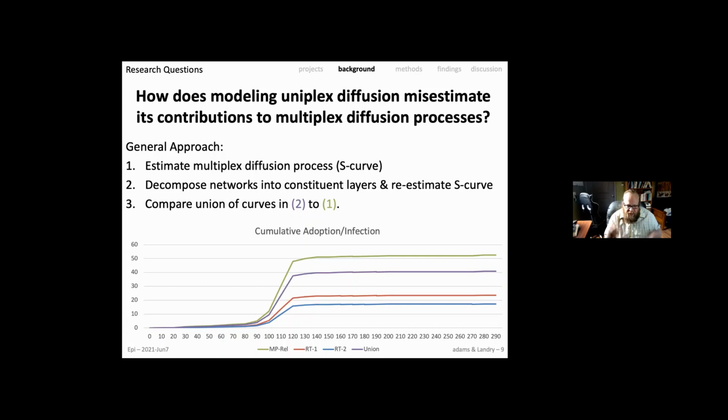Right? So we're going to then compare the union of the constituent single layer diffusion processes to the multiplex. And that is, compare the purple and the green lines here and ask how they line up. Okay? And this heuristic version is representative of what my thinking was before we started this project, that basically they aren't going to sum up to each other. And you'll see in some ways how that holds and in some ways how that doesn't once we get into some results in a bit.